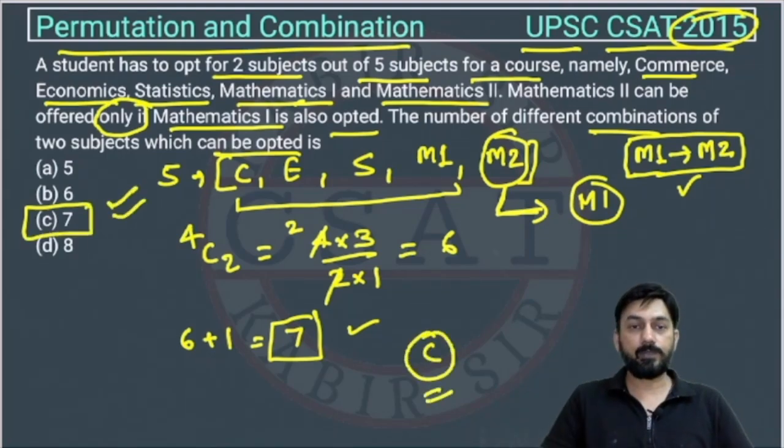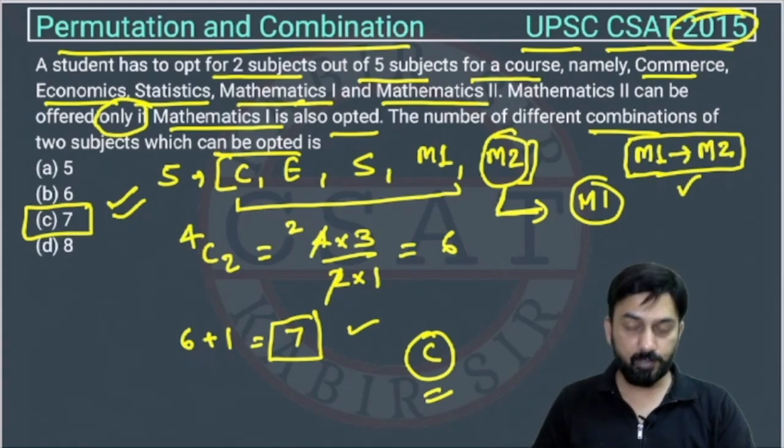Okay, I hope you all have understood this. This was a very easy question. Just the language is tricky in the permutation and combination chapter. If you understand the concept and you can understand the language, you can solve it.